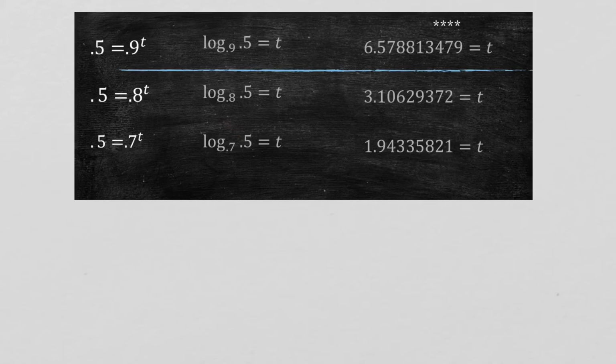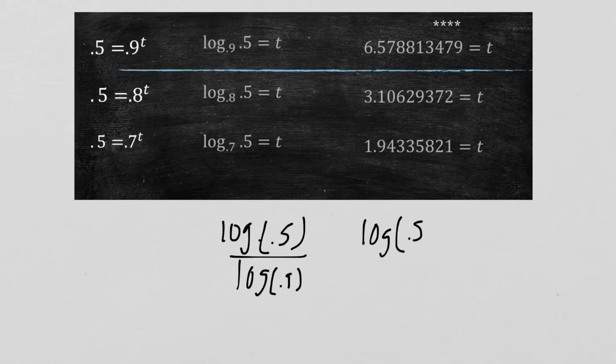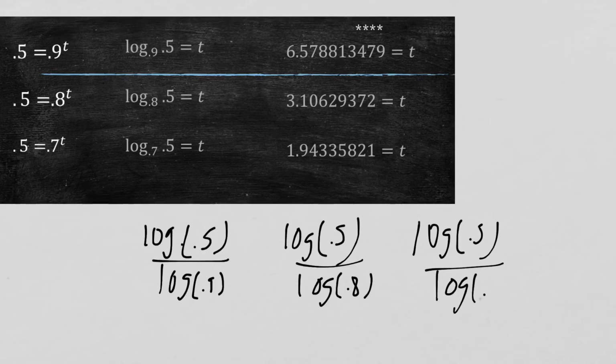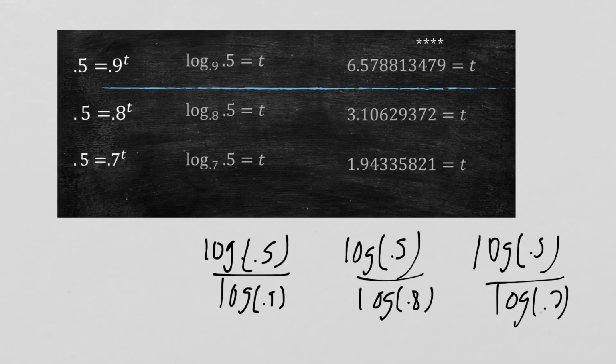If you have a more basic calculator, it's easier to use the change of base formula. So we could say log of 0.5 divided by log of 0.9, log of 0.5 divided by log of 0.8, and then log of 0.5 divided by log of 0.7. That's our change of base formula that will allow us to evaluate these different logs. Or if you can figure out how to plug in a log with a different base into your calculator or use Desmos, then that's fine too. Either way, you have to arrive at these answers.